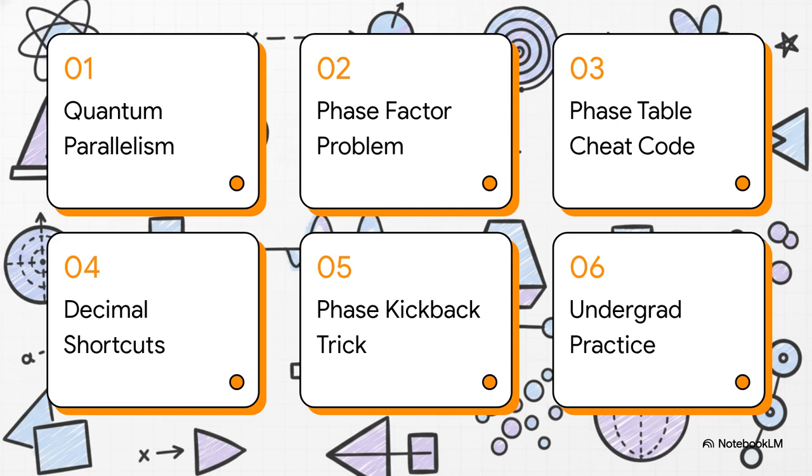So here's our roadmap for today. We'll start with the quantum parallelism advantage, then look at the phase factor problem and solve it with the phase table cheat code. After that, we'll check out a slick decimal shortcut using ON states, dive into the magic trick that is phase kickback, and finally wrap up with some undergrad practice, where it's your turn to try.